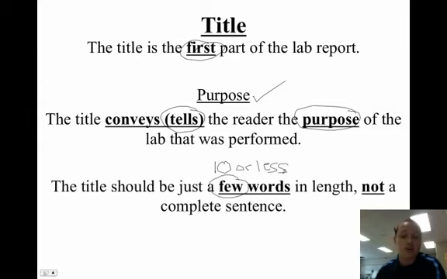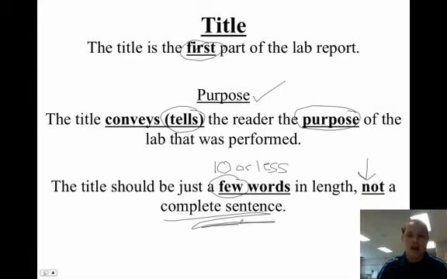And by using those 10 words or less, they are, again, not to be used in a complete sentence. And that's going to be difficult because a lot of you are going to want to write a complete sentence and have some sort of punctuation at the end. And that's not necessary. All you need to do is kind of give a summation, a quick overview about what you did and maybe what you found.